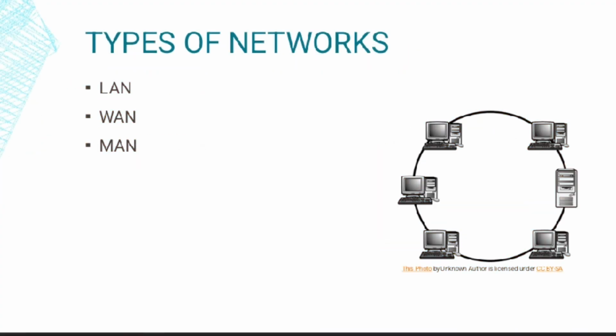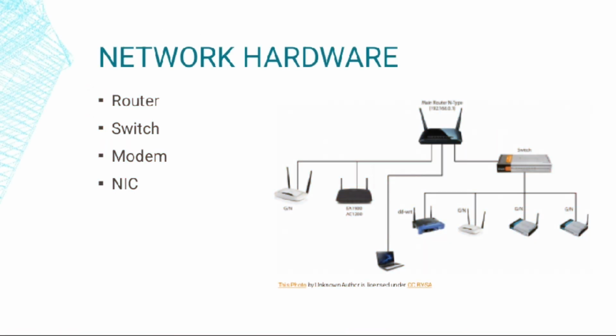Types of networks. A local area network or LAN covers a small area such as a home or school. A metropolitan area network or MAN covers a city. A wide area network or WAN covers a large geographical area such as the internet. Let's move on to the next slide.